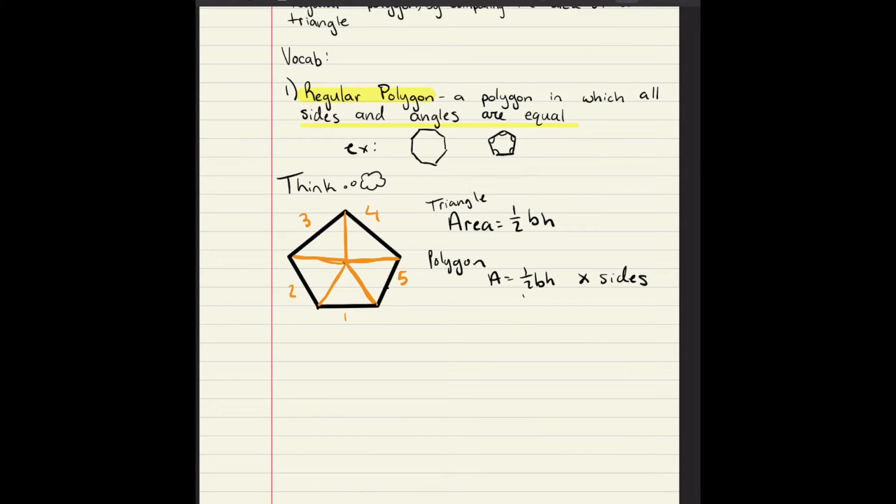So for example, I would do all the math for this one, and let's say I got the area equals 45. I would multiply that by the number of sides, which in this case there's 5 sides, and then I would get my answer.